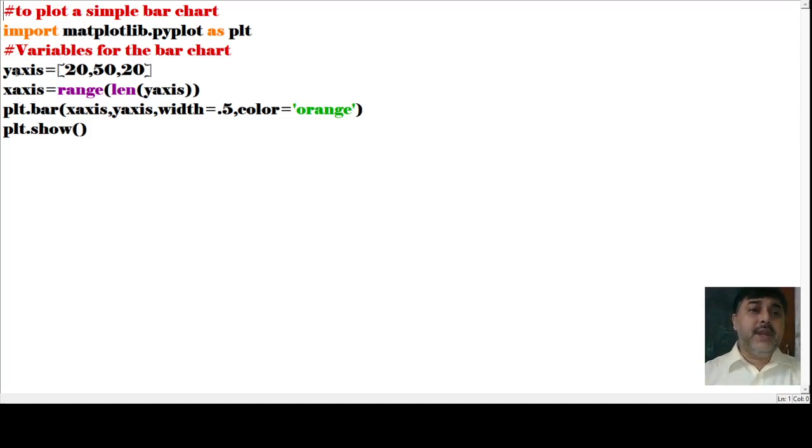For the y-axis, I have given three values: 20, 50 and 20. For the x-axis, I have used range of the length. First it will take a range variable, from 0 to the length of the y-axis, and based on that the calculation will be done. Then plt.bar means we are creating a bar graph. So plt.bar(x-axis, y-axis, width is 0.5 for each bar, and color is orange.